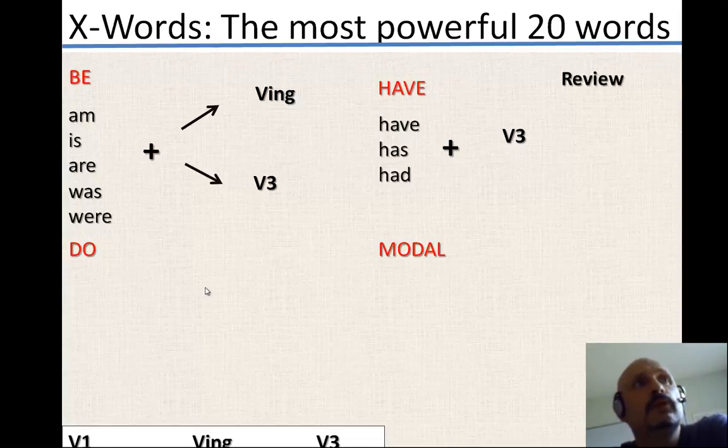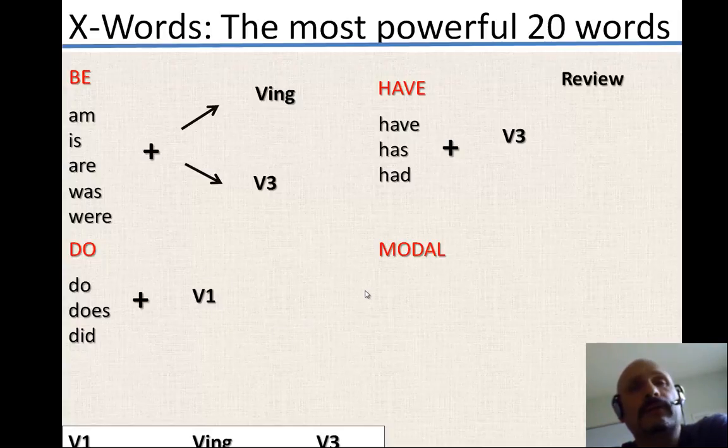Okay, do. Do also has 3. Do, does, did. And this goes only with verb 1. If you have do, does, did in a sentence and there is another verb, that verb will be verb 1.